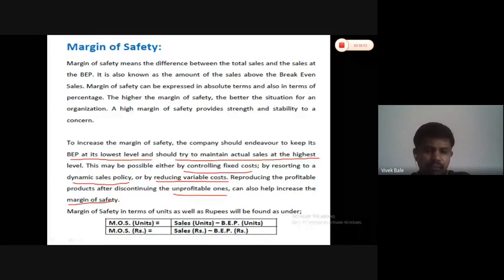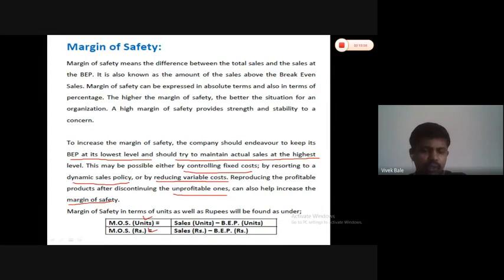And here the formulas are mentioned. MOS means margin of safety. It can be calculated in units and it can be calculated in rupees also. So the formula for calculating margin of safety in units is sales units minus break-even point units, and for rupees, sales in rupees minus break-even point in rupees. So this is the very simple formula for calculating margin of safety.